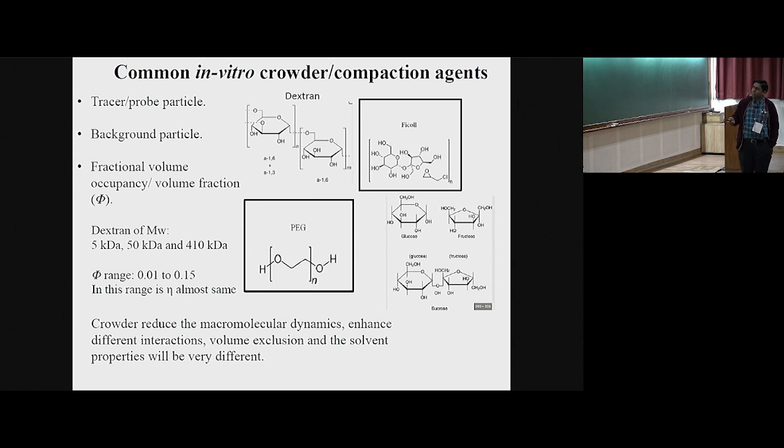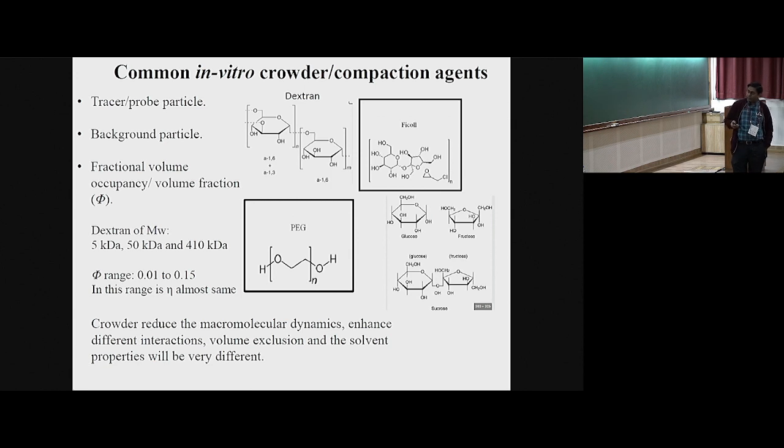So in this experiment, we have used dextran molecules of different molecular weights, starting with a very small one, 5 kDa, 50 kilodalton, and 4 kilodalton. And the volume fraction we have used from 1% to 15%. If you go beyond that, then you can find the condensation of the plasmid. So we have stopped that experiment after 15%.